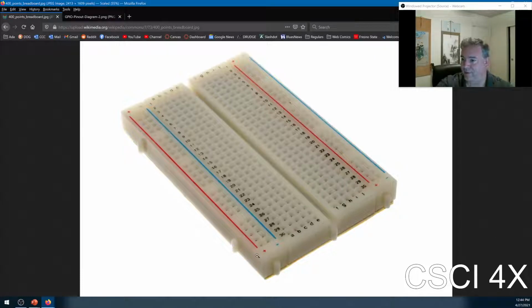And likewise, if I attach ground to any of the holes in the column here, all of the holes in the column here are now grounded. And you can actually have 3 volts on this one and ground on that one if you want. So you can have a 5 volt rail and a 3 volt rail, or you just do 5 volts on both of them, or just use one of the sides.